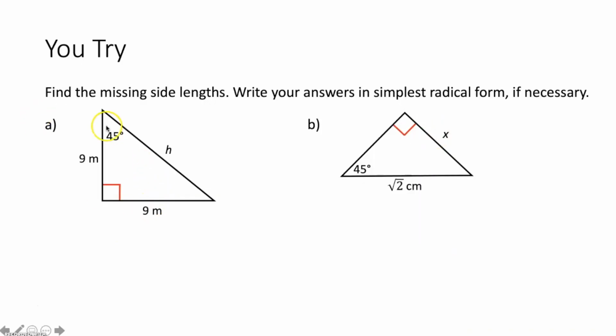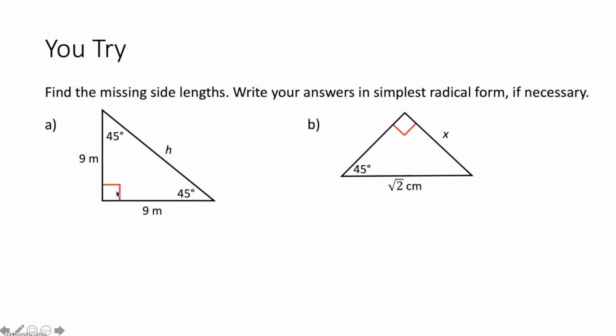Okay, doing the same thing here. Again, we are given a right triangle. We know it's a right triangle because of this little red box. And one of our acute angle measures is 45 degrees, meaning that for the other acute angle measure, you take 180, subtract 90, subtract 45, you're left with 45. Meaning we have a 45-45-90 degree triangle.